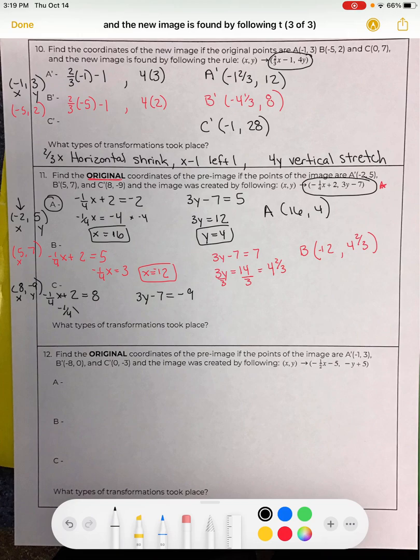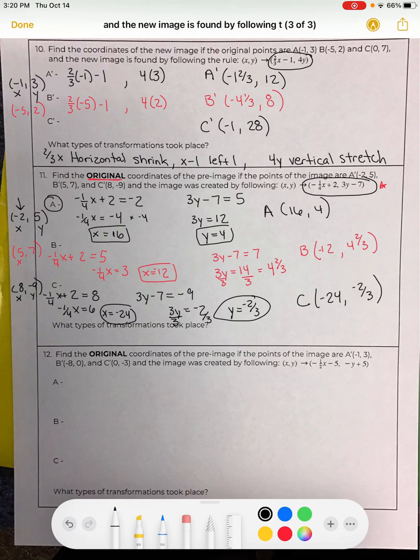If you subtract 2, you get -1/4 x equals 6. So x equals -24. So if I add 7 to the other side, you get -2. And when you divide by 3, again, we'll have a fraction. Y equals -2/3. So the original C value is negative 24, comma, negative 2/3.